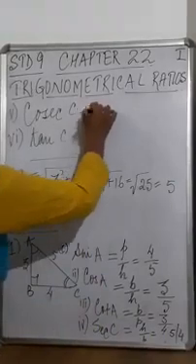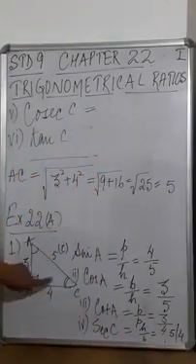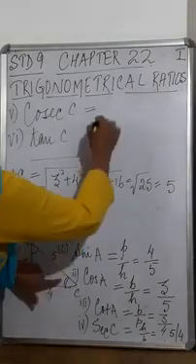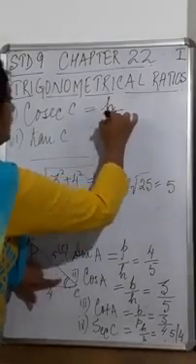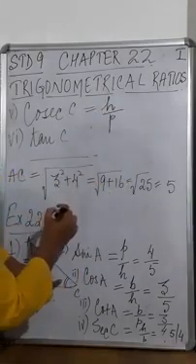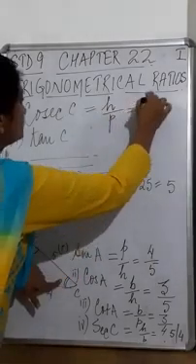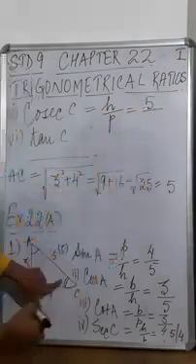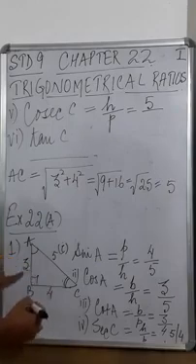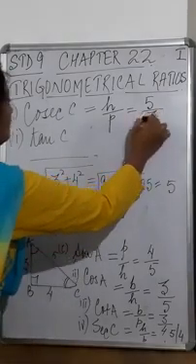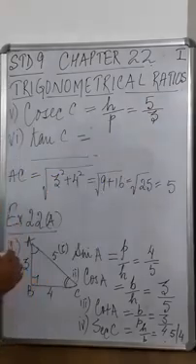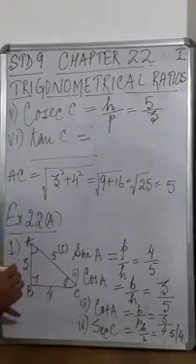Then we have cosec C. Cosec is equal to hypotenuse by perpendicular. It is the reciprocal of sine. Therefore, 5 by perpendicular. For this angle, the perpendicular side is 3. So 5 by 3.